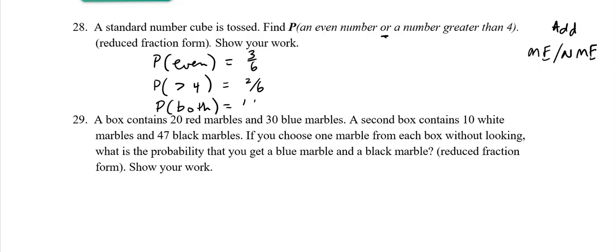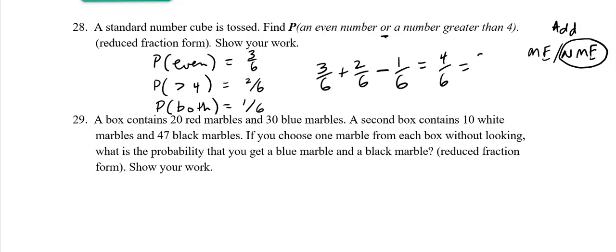So again, there's a 1 in 6 likelihood that the number that we land on or that pops up is both of these. So it's very much like the previous problem. This is going to be not mutually exclusive. So we take 3/6, we add 2/6, and then for not mutually exclusive, we'll be subtracting another probability. So 5/6 minus 1/6 is 4/6, which reduces to 2/3.